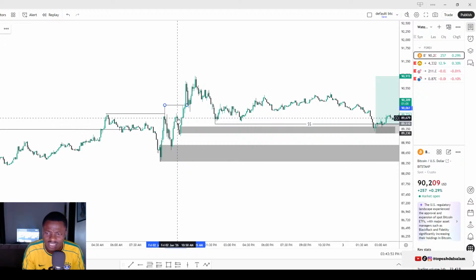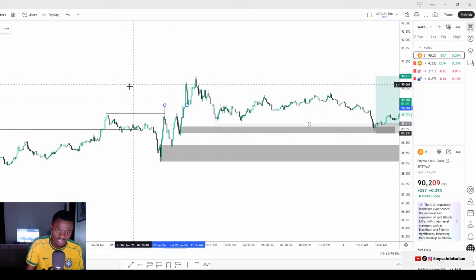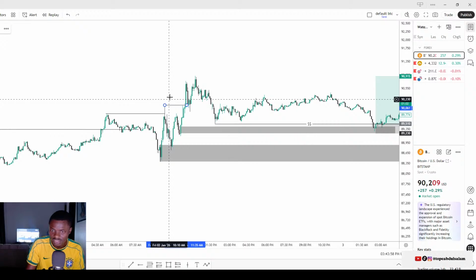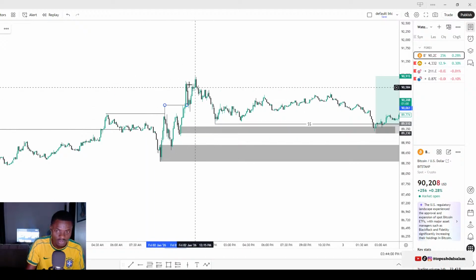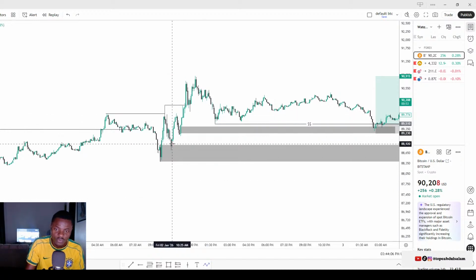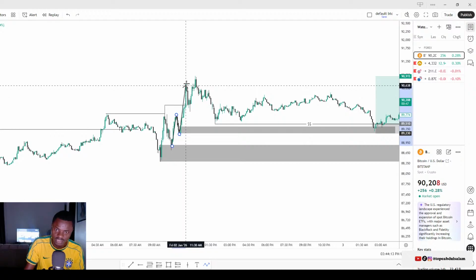Look, consolidating. No, it's not consolidating. This is what I'm saying. I'm not talking about here. Here is consolidating. This is the area that I'm talking about. This area right here. So when we were coming up from here, we had a double break of structure pattern. You get? We had a double break of structure pattern.